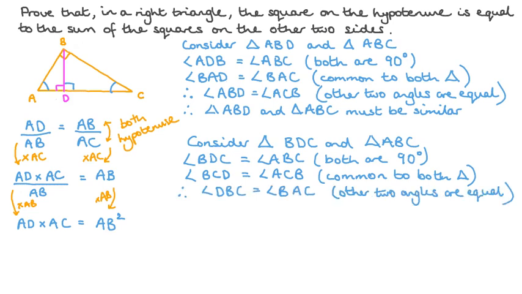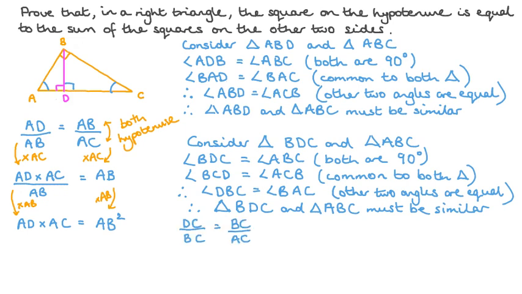And then, yet again, the third angle must also be equal in each triangle, and that's because angle DBC is equal to angle BAC, because the other two angles are equal, so hence the third angle must also be equal. So therefore we can say that triangles BDC and ABC must be similar, and that's because all the angles are the same. So again, as we've got two similar triangles, corresponding sides must be in proportion. So we can say that DC over BC is equal to BC over AC. So then what we're going to do is multiply each side of the equation by BC and AC, and this is to get rid of our fractions. So therefore, we're going to get DC multiplied by AC is equal to BC squared.